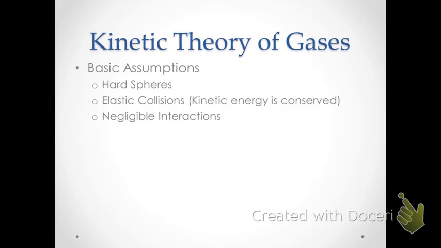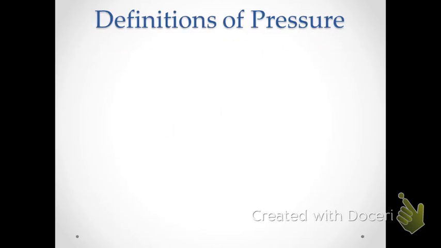That there are negligible interactions between our particles, and that the particle size is negligible as well. This, of course, is consistent with what we said earlier about ideal gas behavior. In addition, we assume in the kinetic theory of gases that particle motion is random. So now we'll look at how the kinetic theory of gases allows us to derive an expression for pressure.